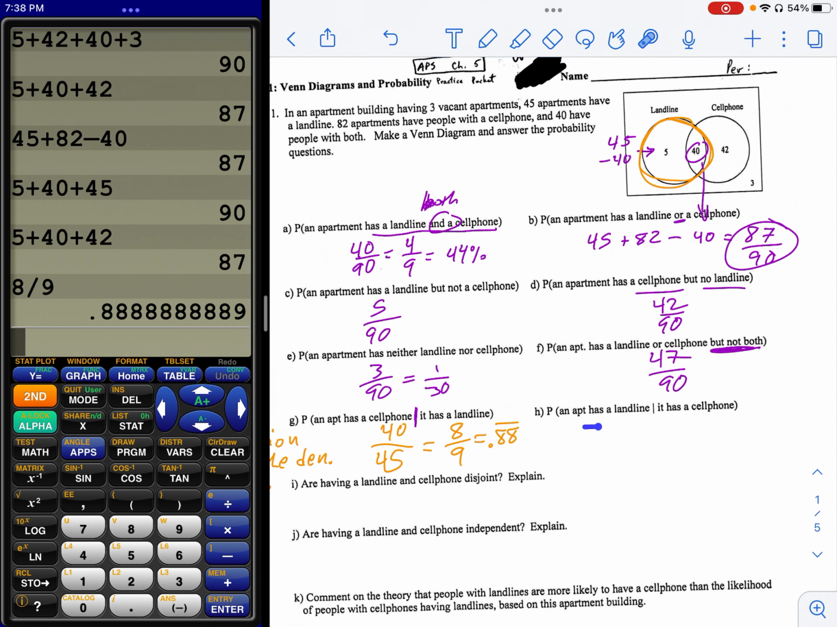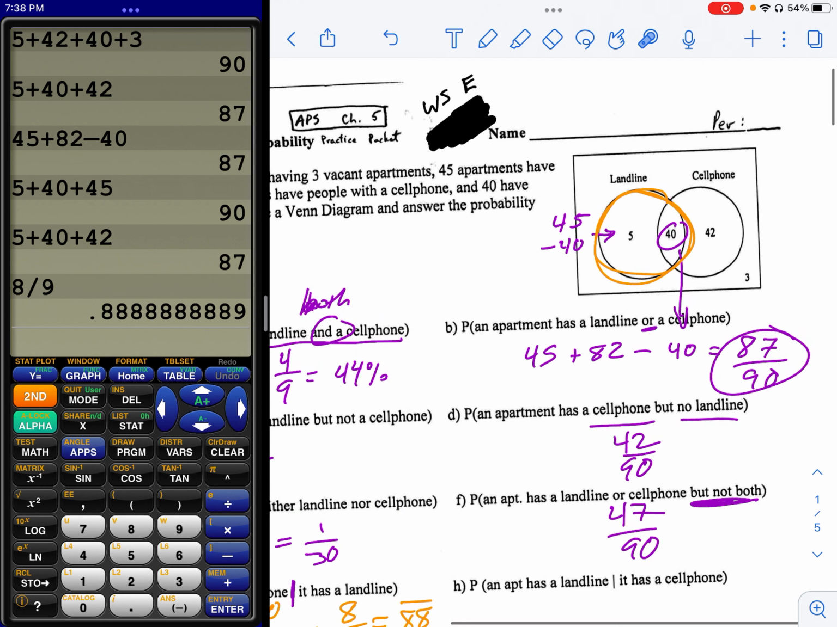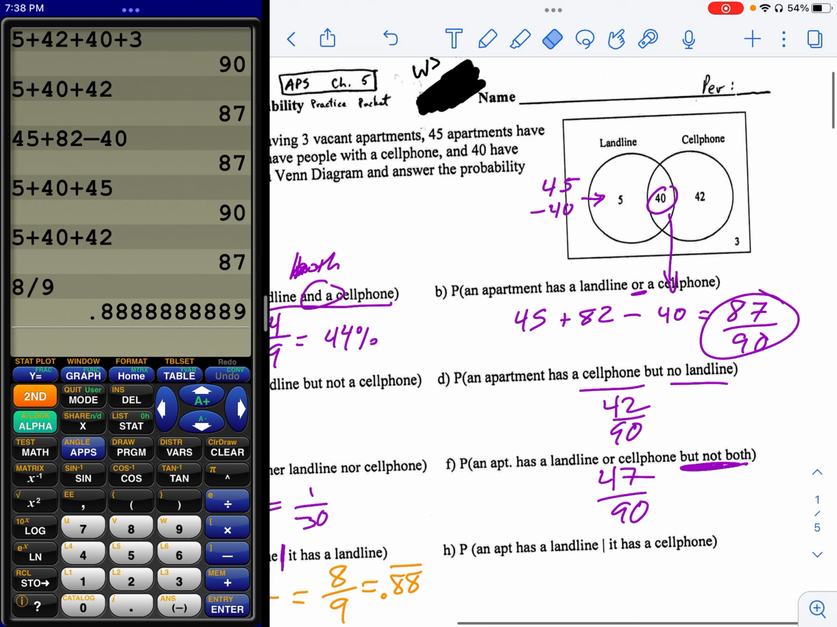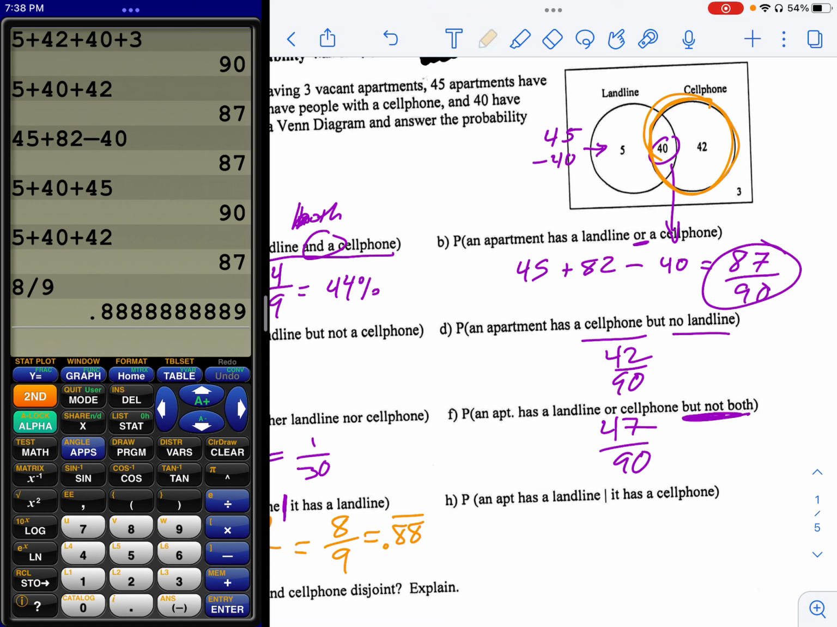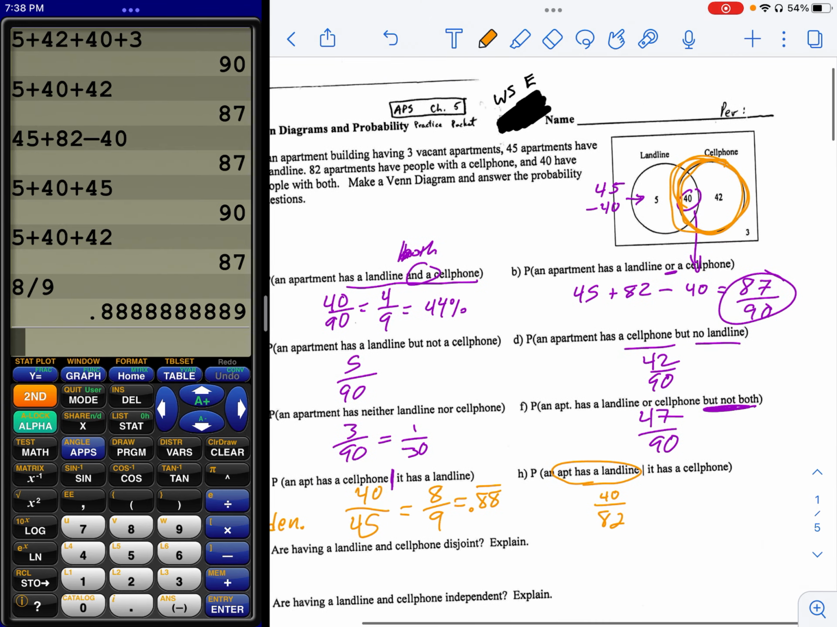H, it has an apartment that has a landline, but now the condition is changing. Now the condition is that it has to have a cell phone. So let me get rid of that orange circle. Now my condition is the other circle. It has to have a cell phone. Within that circle, there are 82 apartments. So that's my new sample size, my new denominator. And of the 82 inside here, how many have what I'm looking for? Have a landline? Well, 40 of them do.